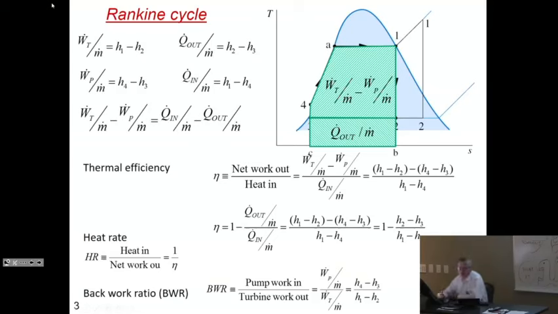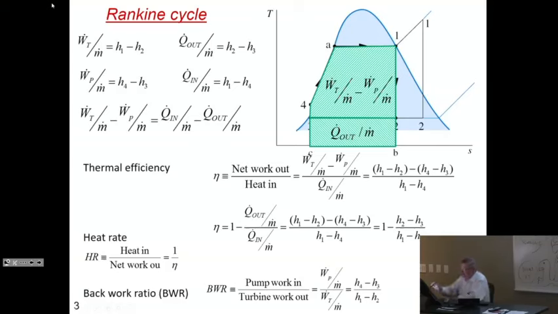Now, in the PdV diagram, it was more difficult to explain, but it's still the same concept. What is interesting is that you have the exact same concept in the TS diagram. But to get that, you have to write your conservation of enthalpy, in this case, across the whole cycle.